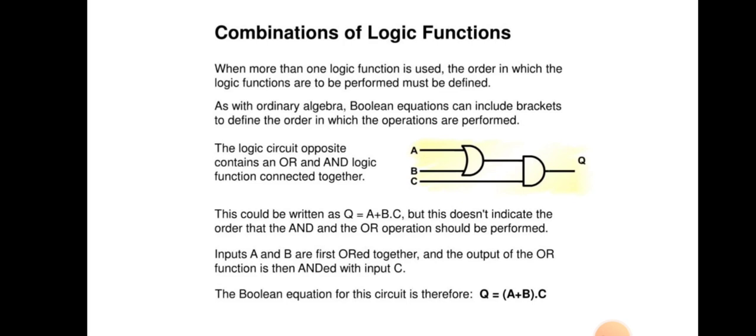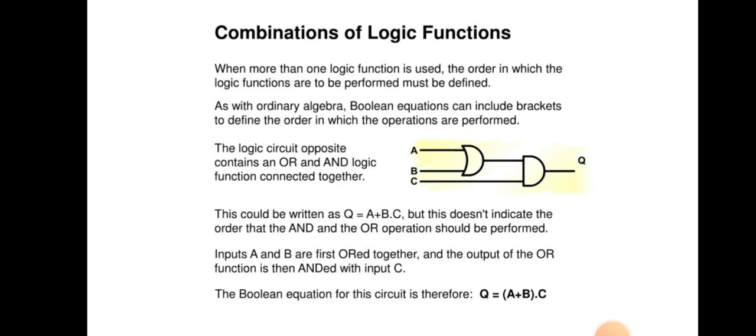When more than one logic function is used, the order in which the logic functions are to be performed must be defined. Okay, so when we have to use one or more logic functions, for example, in this circuit you can see there are two gates, one AND gate and one OR gate, and we have three inputs A, B, C and one output Q. So this is nothing but the combination of two logic functions or two logic gates.